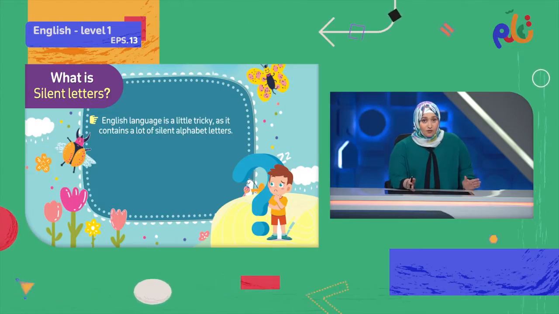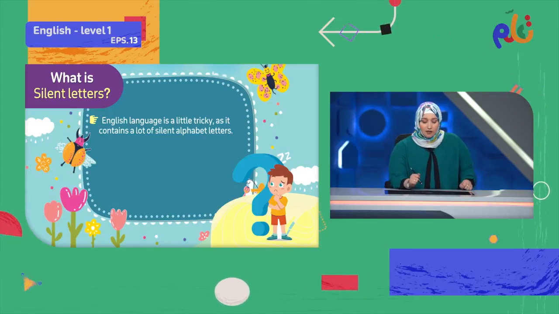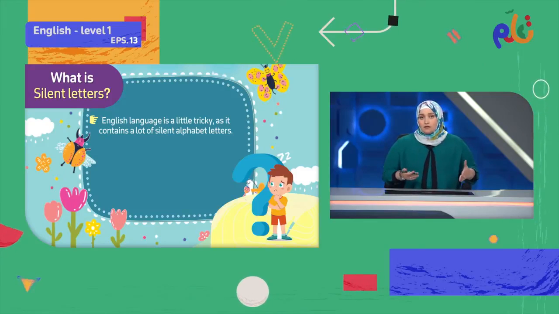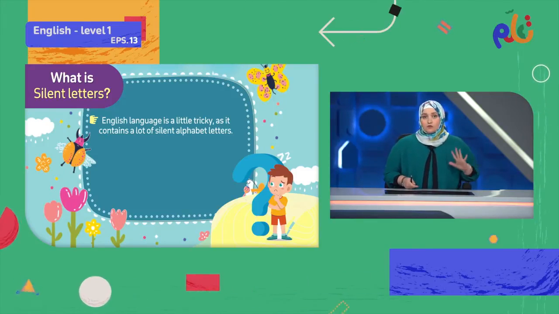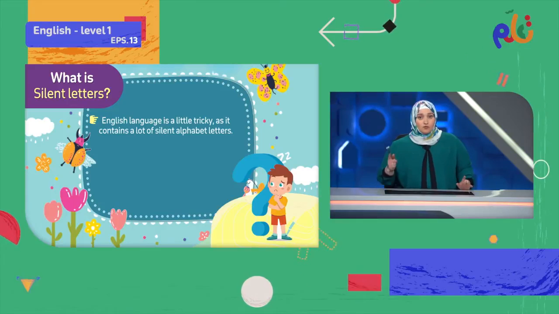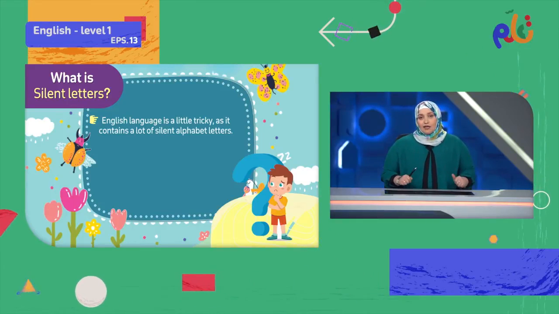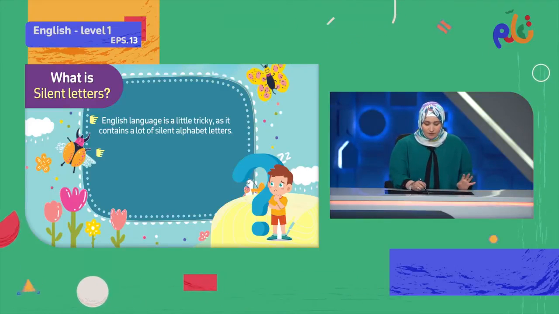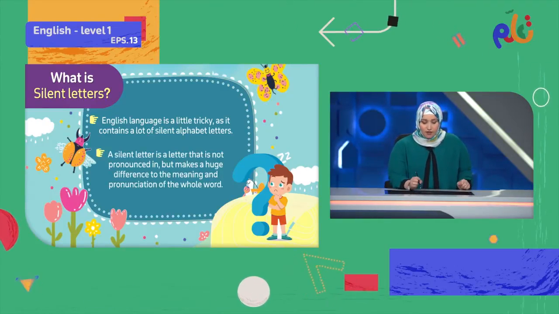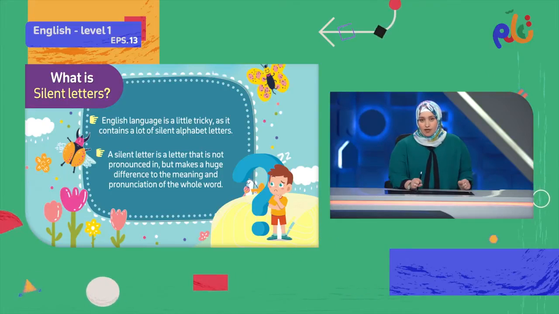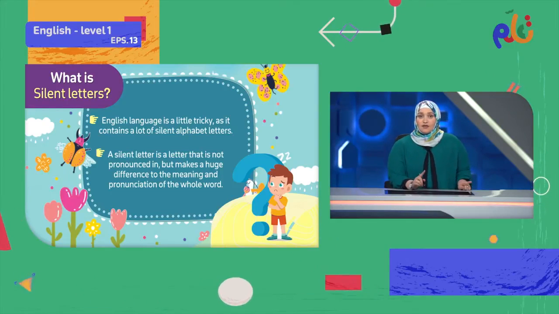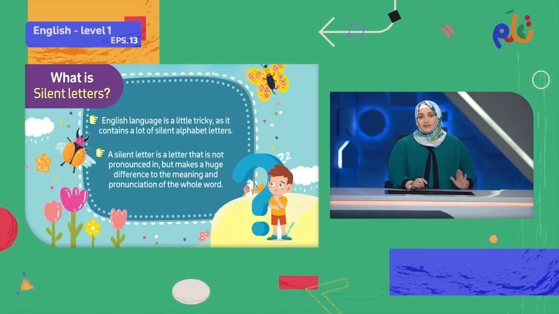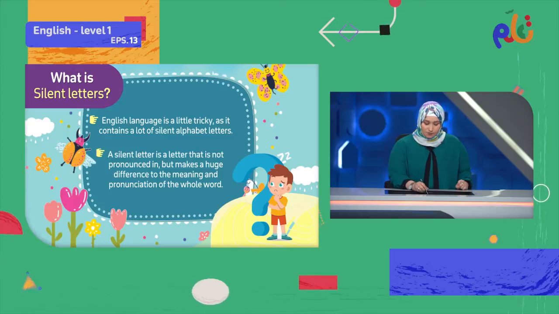What is a silent letter? English language زي ما قلنا it's tricky, ممكن ما يبقاش سهل علينا, نتخدع بسرعة, نفتكر ان احنا المفروض نقول صوت الليتر ده او ما نقولوش وما نكتبوش فيحصل contradiction في الكلمة نفسها. A silent letter is a letter that is not pronounced. الحرف اللي احنا مش بننطقه بنسميه silent letter.